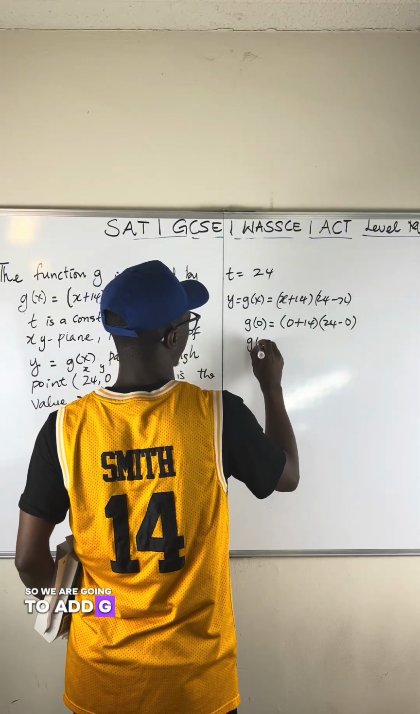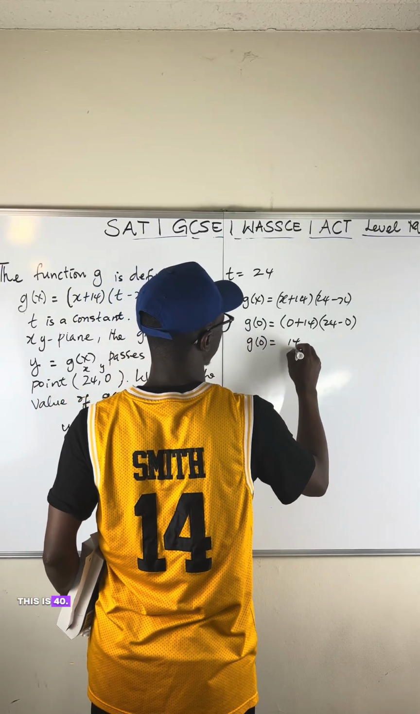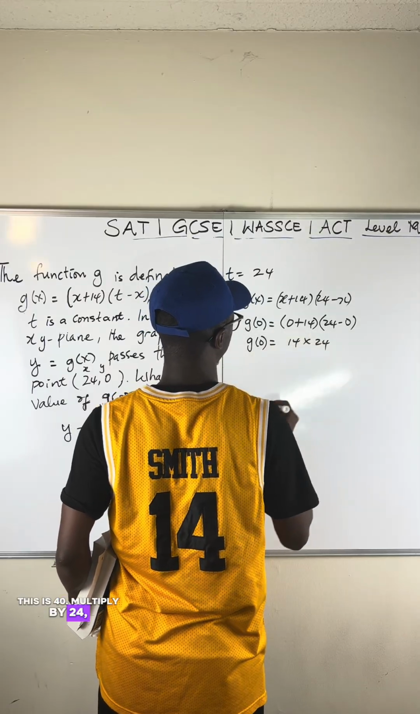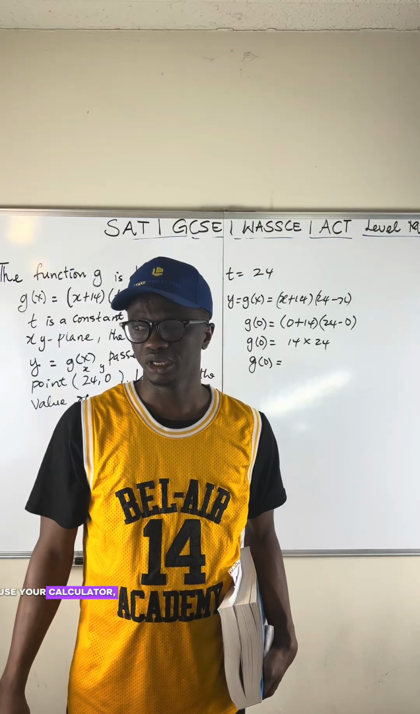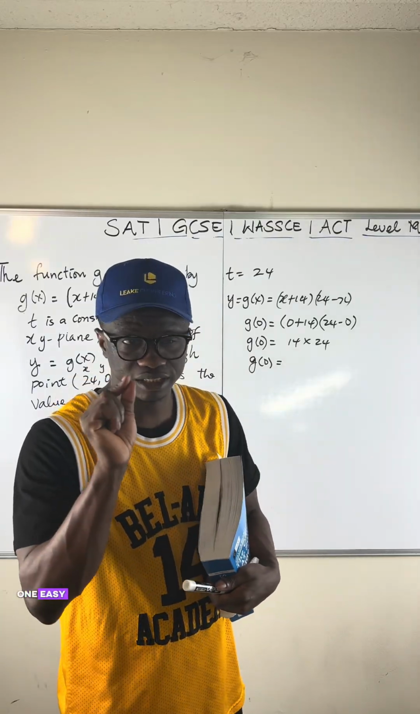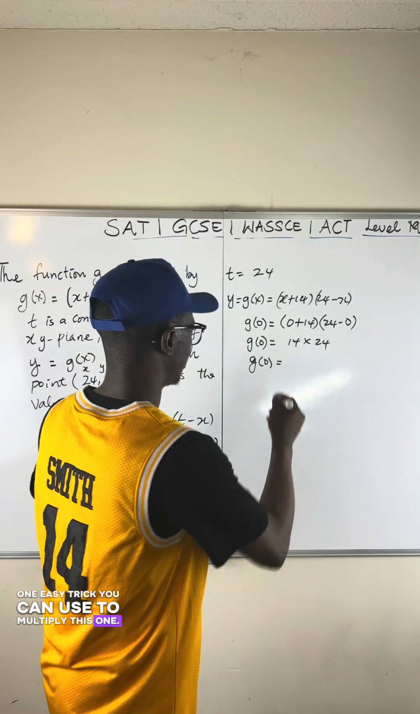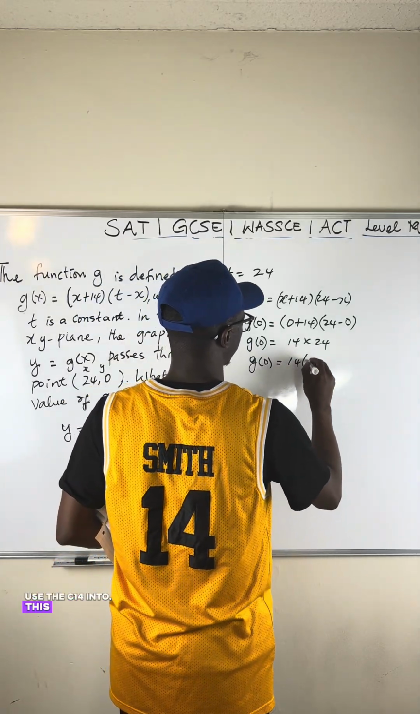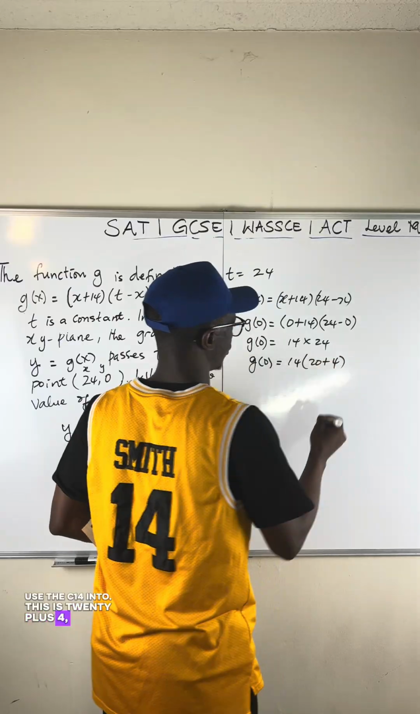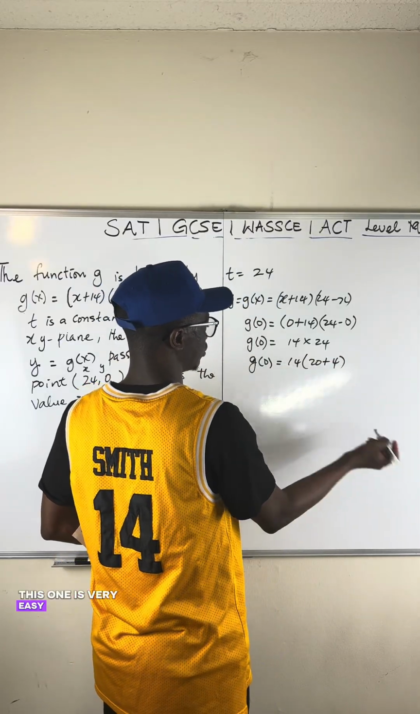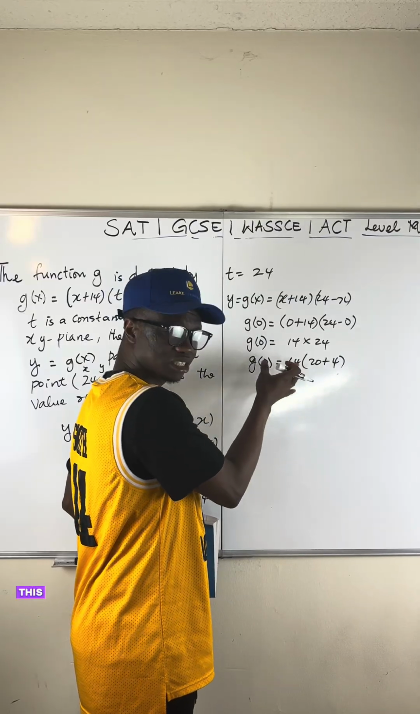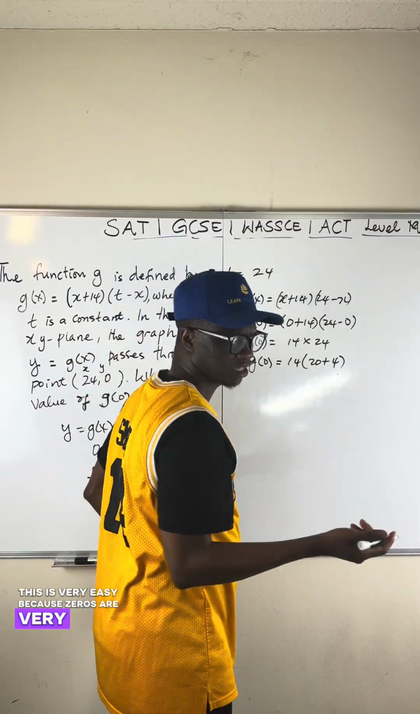So we are going to have g of 0 equals 14 multiplied by 24. Use your calculator and that should give you the answer. One easy trick you can use to multiply this: use 14 into, say, 20 plus 4, right? This and this is very easy to calculate. So once you've done this, it is very easy, because zeros are very easy to deal with.